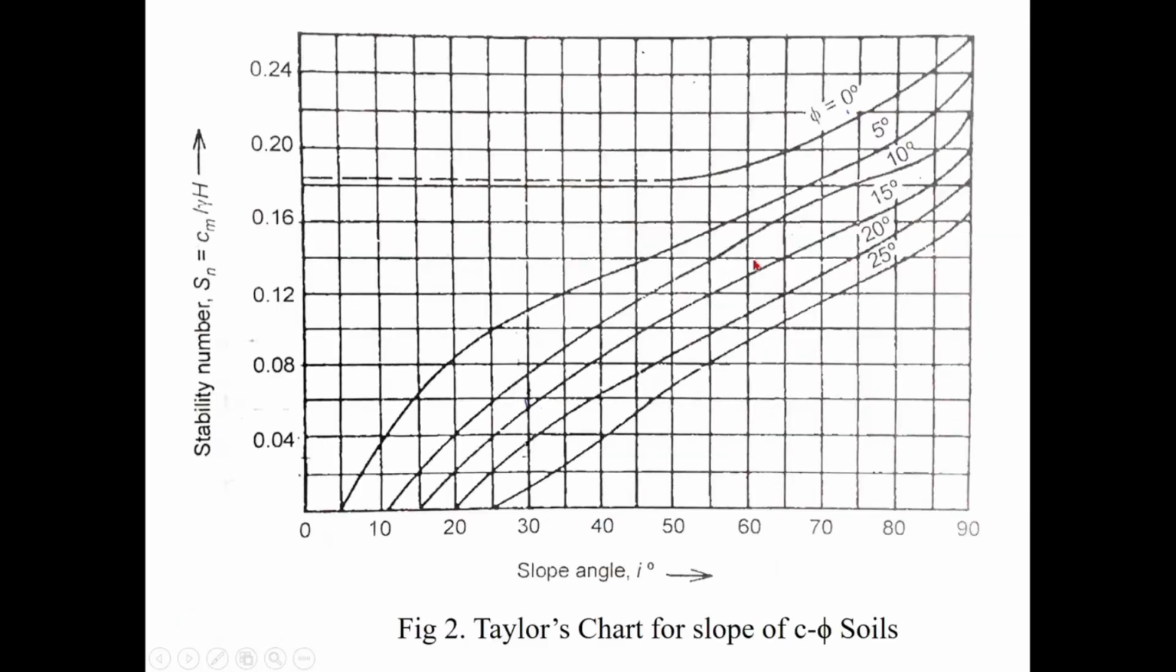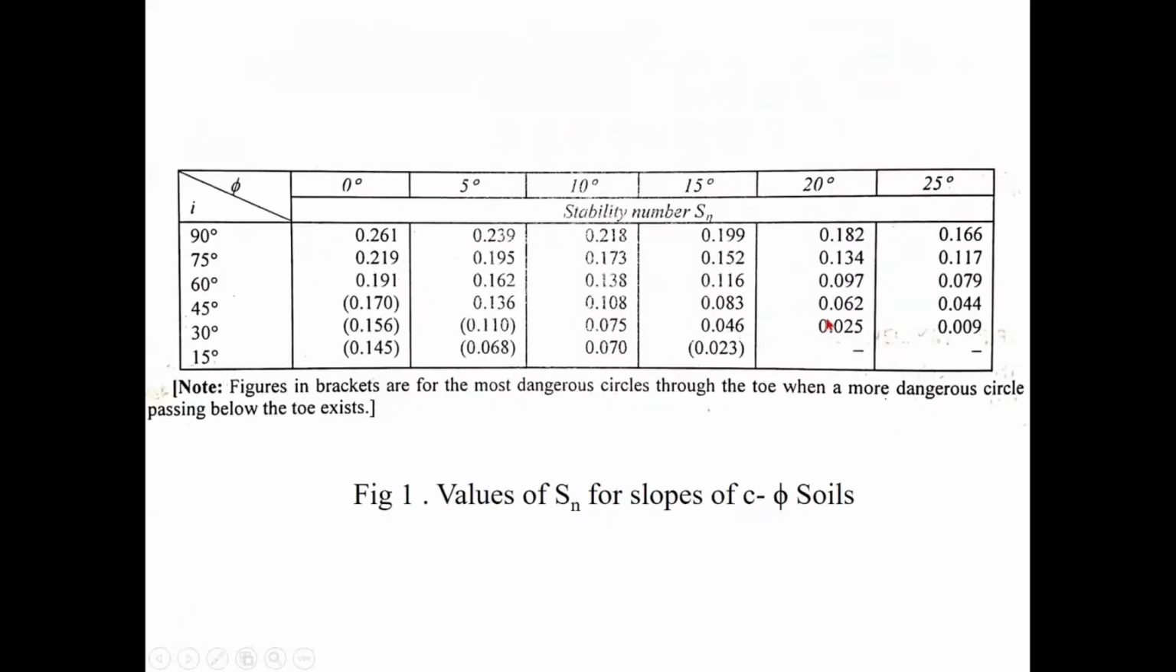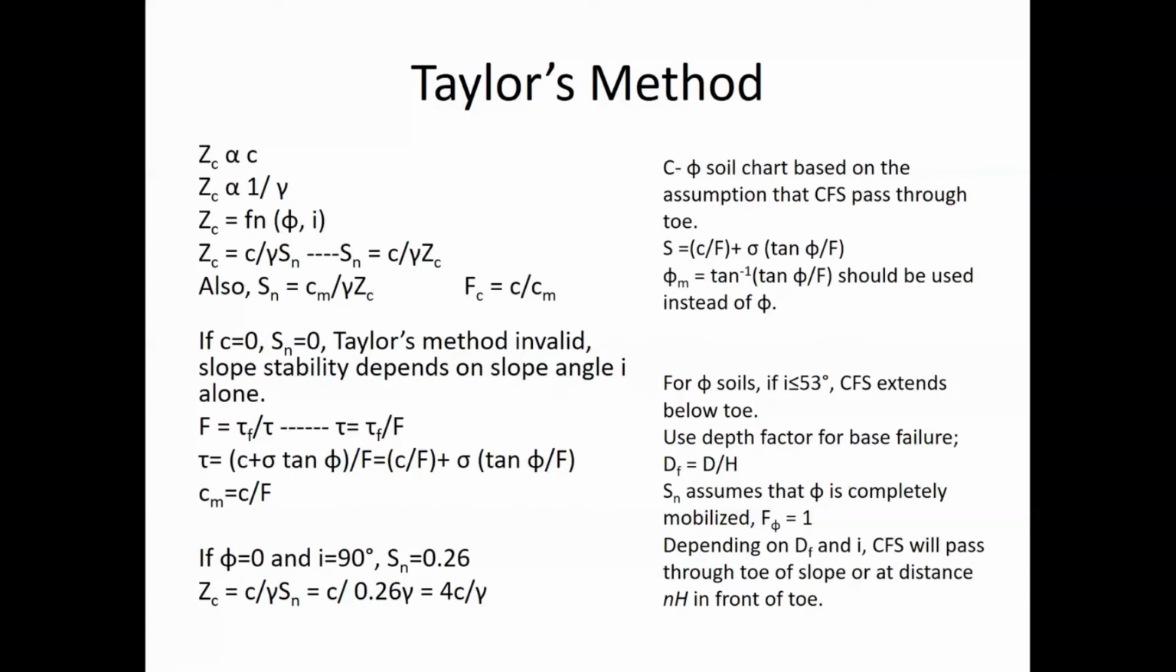But in the other case, if it's a C-phi soil, you assume that the slope fails above the toe and passes through the toe or above it. So you can take the basic equation for shear strength of soil. So S is equal to C by F plus sigma into tan phi by F, we saw this relation just before. In terms of factor of safety in terms of cohesion, we saw Fc is equal to C by Cm. Similarly, for this condition, we are going to consider factor of safety in terms of angle of internal friction of the soil.